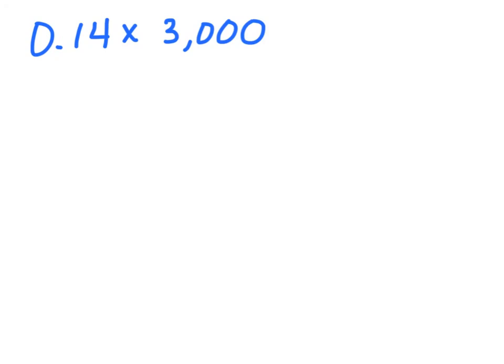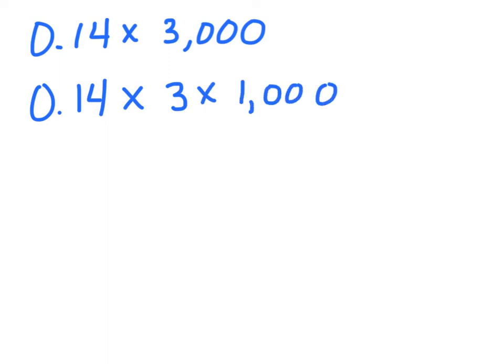Now let's multiply 14 hundredths by 3000. Once again, we'll break this apart. 14 hundredths times 3 times 1000. 14 times 3 is, let's see, it's 3 times 4. If you need to go over to the side and do it this way, you can. I can kind of do it in my head, so if you can do it in your head, go ahead. But if you need to pull it over to the side, that's no problem.